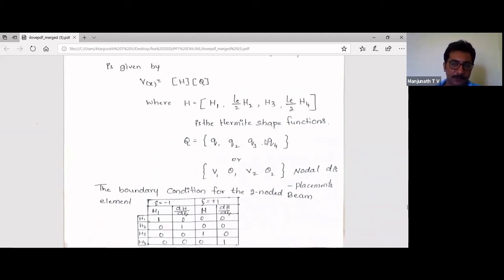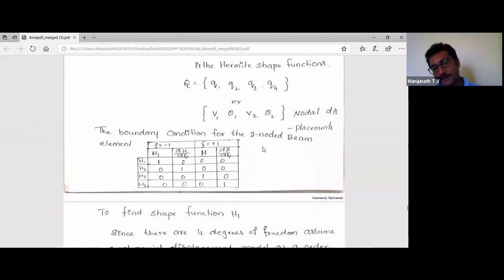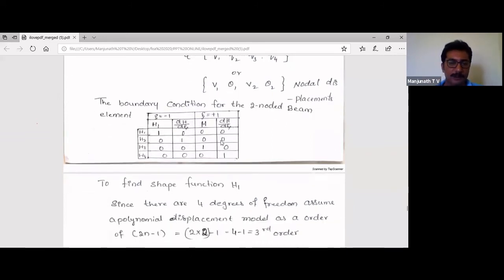Now, before we start to derive the Hermite shape functions for the beam element, we are going to write the boundary conditions for the two-noded beam element. This is most important. These values we are going to use to find the Hermite shape functions. Now the element varies in zeta from -1 to +1. This is for node 1, this is for node 2. At node 1 zeta has a value of -1, and at node 2 zeta has a value of +1.